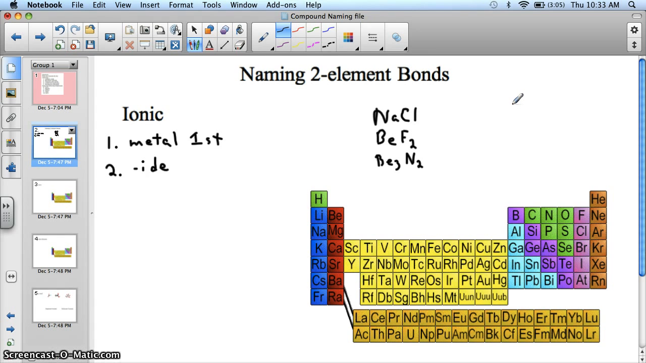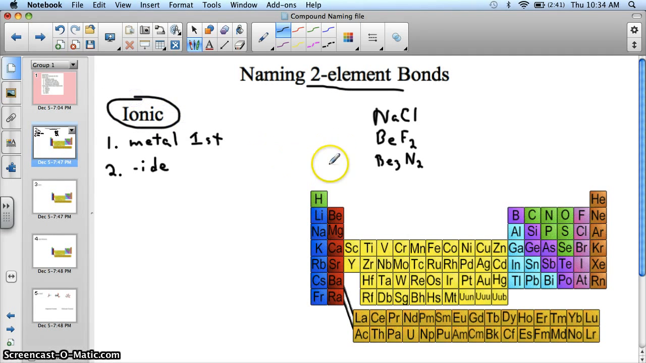I think ethyl is one of the shortened things. Glucose, you may remember C6H12O6 back from a grade before. That is something that has been shortened. So it's really the two-element bonds which have the rules about naming them. So first of all, let's talk about naming these ionic bonds.